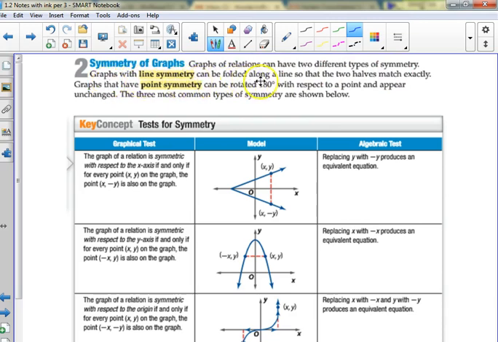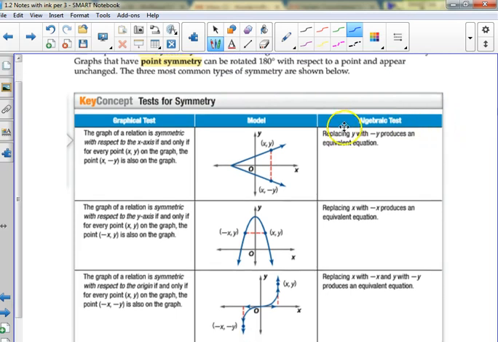Graphs with line symmetry can be folded along a line so the two halves match. Graphs that have point symmetry can be rotated 180 degrees with regards to a point and appear to be unchanged. The three most common types of symmetry are shown below.